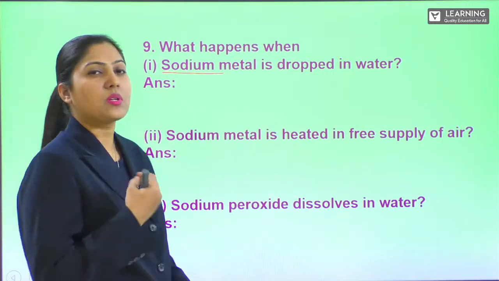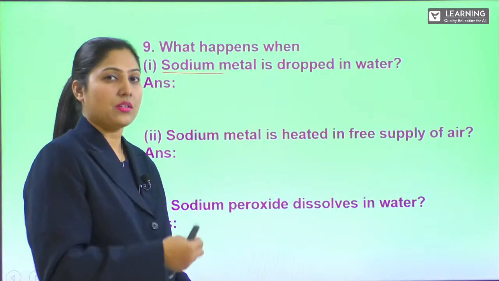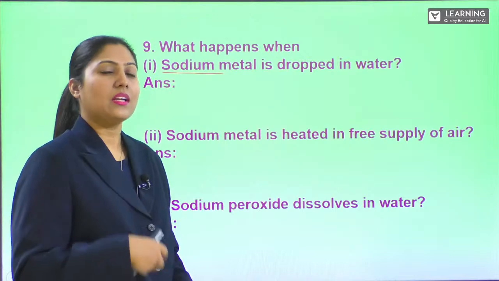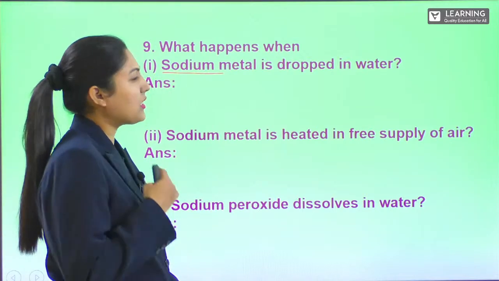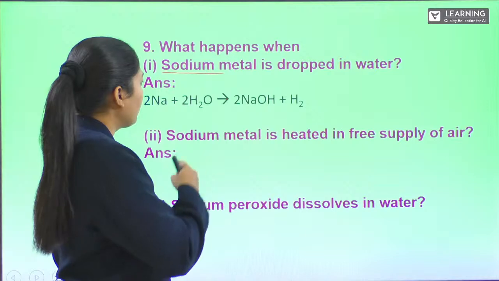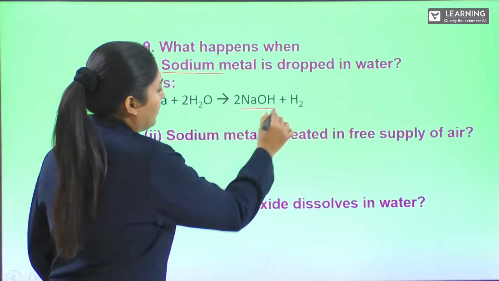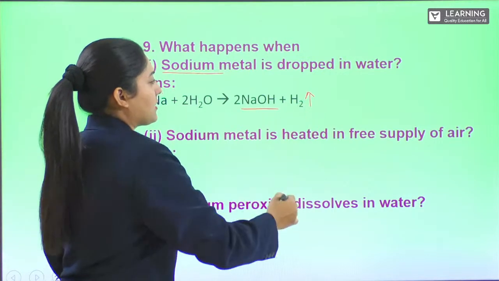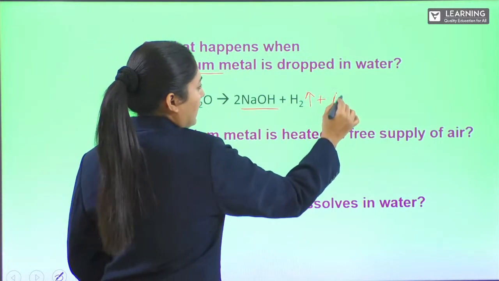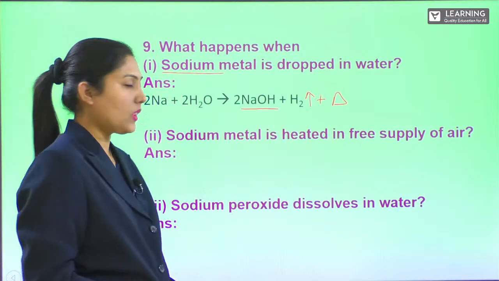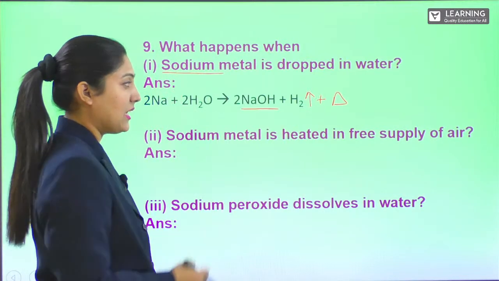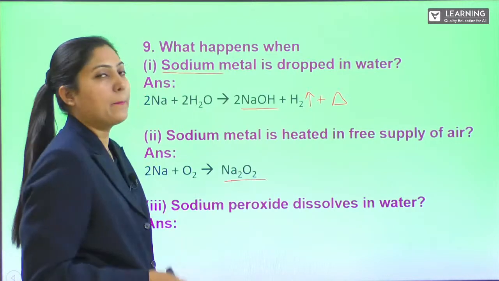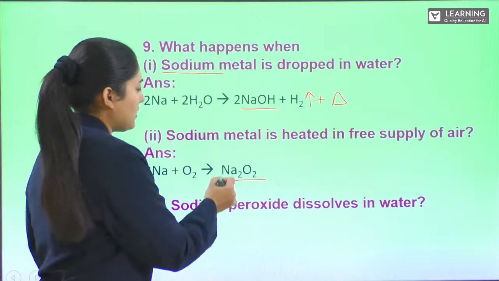It reacts and produces hydrogen gas, and the heat energy will meet the ignition temperature of hydrogen and it catches fire. So it reacts very vigorously. So sodium reacts with water to give you sodium hydroxide with evolution of hydrogen gas and also a lot of heat energy. Got it? So when sodium metal is heated in free supply of air, we get sodium peroxide. What is this? Sodium peroxide.